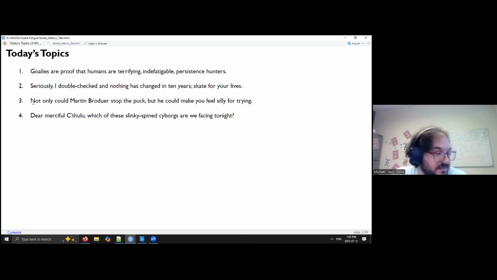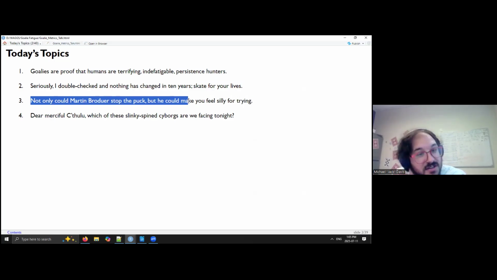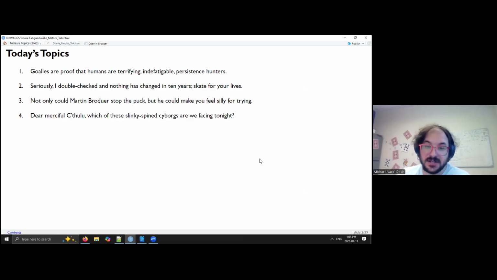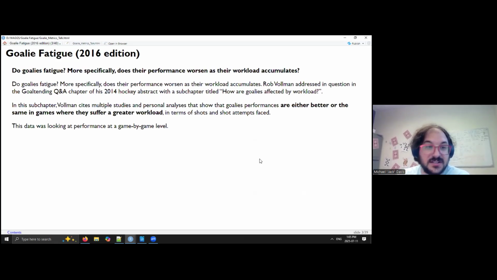Then we're going to look at stuff like counter passes and offensive rebounds. So the idea that Martin Brodeur was particularly good at this. So not only could he stop the puck, he could make you feel silly for even trying. And which of these guys are starting tonight? So which of these slinky spine cyborgs are we facing tonight? So let's look at how things looked in 2016.